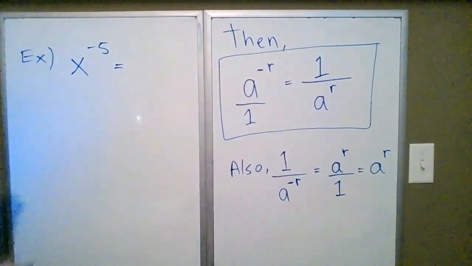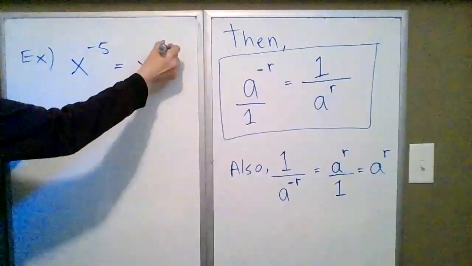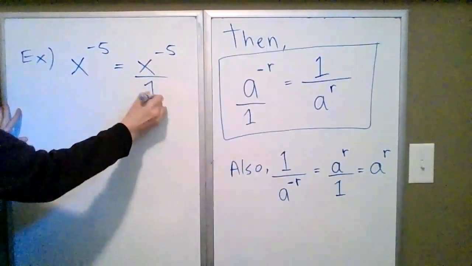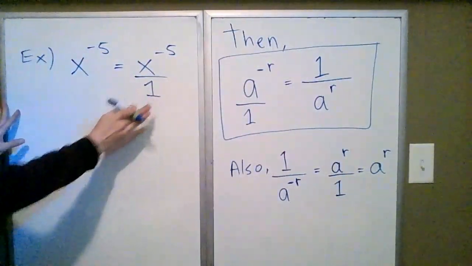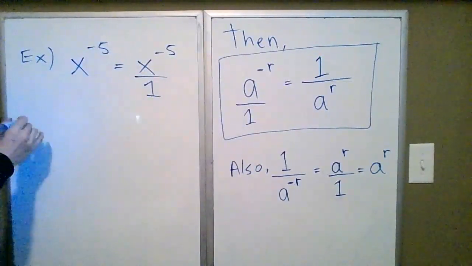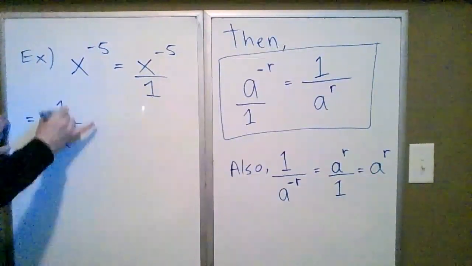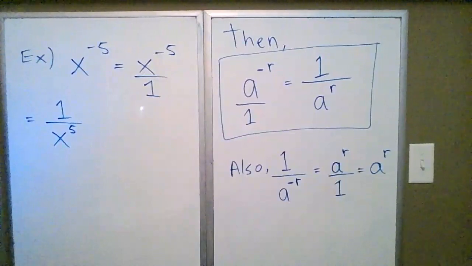So you can kind of skip this step if you want to, but I want to take x to the negative 5th and put it over 1. I'm going to bring that number down into the denominator as x to a positive 5 and 1 in the numerator as a placeholder.